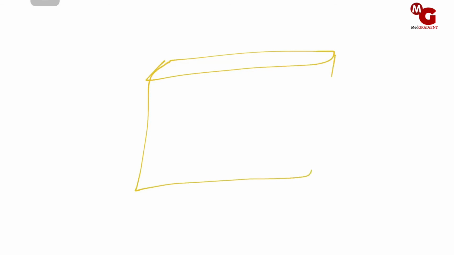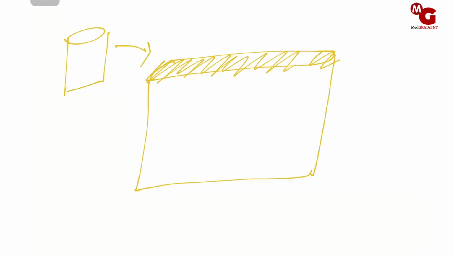Let's understand this thing. Let's say I open up this cylinder. This is the thickness of the vessel, right? This is the thickness of the vessel. Now this is a vessel that I opened up. Now I cut it over here and I open this up, right?